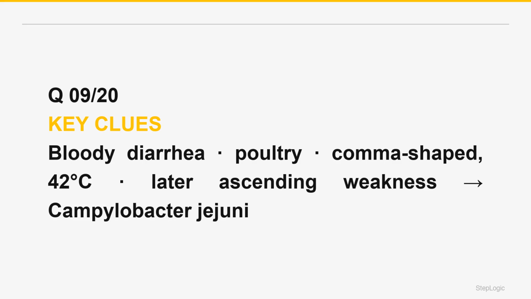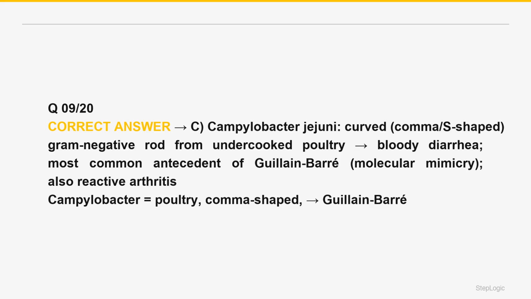This is Campylobacter jejuni, one of the most common causes of bacterial gastroenteritis. It is a comma or S-shaped, gull-wing, oxidase-positive, gram-negative rod that is thermophilic, growing at 42 degrees C. It is acquired from undercooked poultry, unpasteurized milk, or contact with animals, and causes a bloody, inflammatory diarrhea with fever and crampy abdominal pain, which can mimic appendicitis. The correct answer is C.